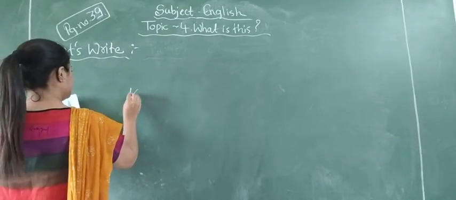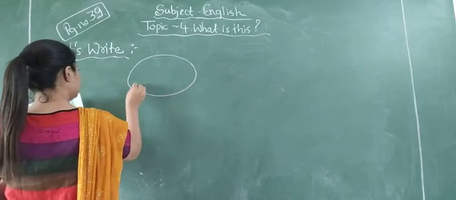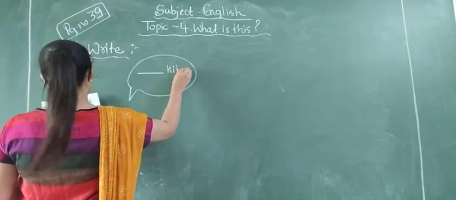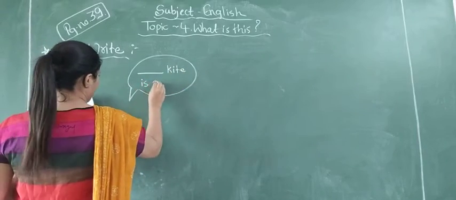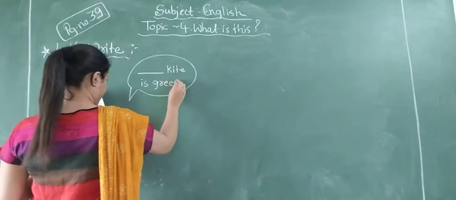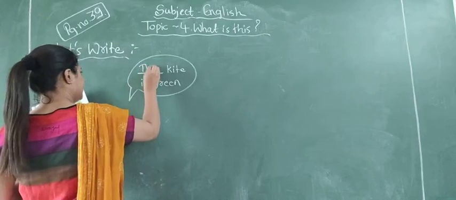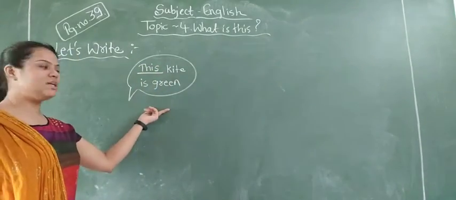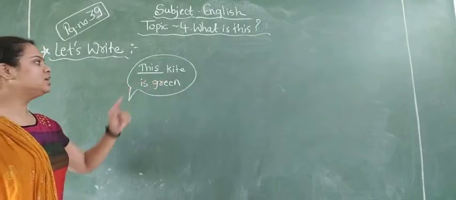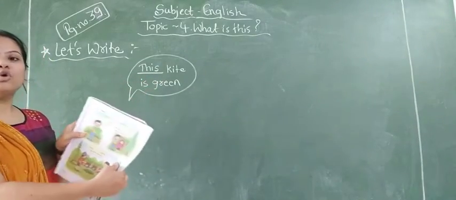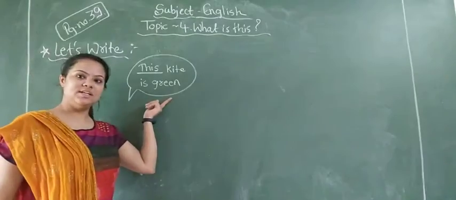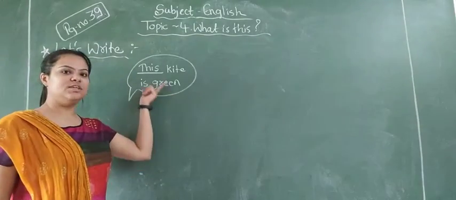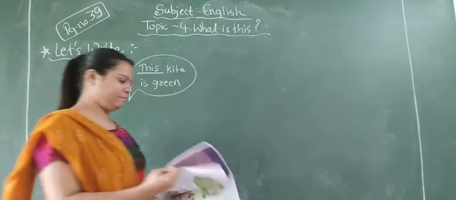So here is the first one. Speech box: blank kite is green. So ये boy आपको क्या बताने की कोशिश कर रहा है? So this kite is green. Here we can make a small sentence with this and it. A boy makes a small sentence. उसने किस तरीके का sentence बनाया? कि इसके पास जो kite है वो क्या है? Green. So this kite is green.